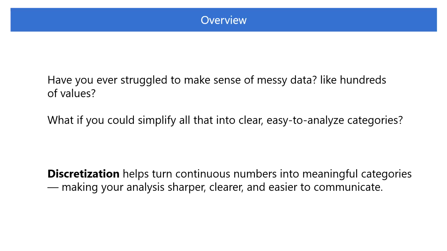Have you ever struggled to make sense of messy data, like hundreds of values? What if you could simplify all that into clear, easy-to-analyze categories? That's exactly what we will learn in this section, a technique called discretization. It helps turn continuous numbers into meaningful categories, making your analysis sharper, clearer, and easier to communicate. Let's dive in and see how it works and when to use each method effectively.